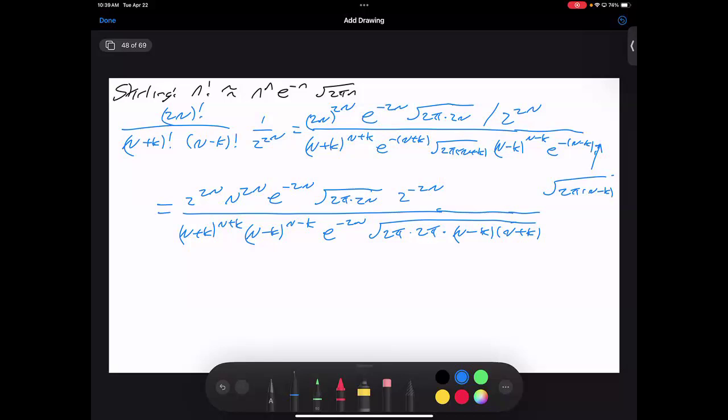Okay? And now we see a lot of cancellation. The 2 to the 2n cancels with the 2 to the 2n. The e to the negative 2n cancels with the e to the negative 2n. One factor of square root of 2 pi cancels with a factor of square root of 2 pi. I've got a 2n.